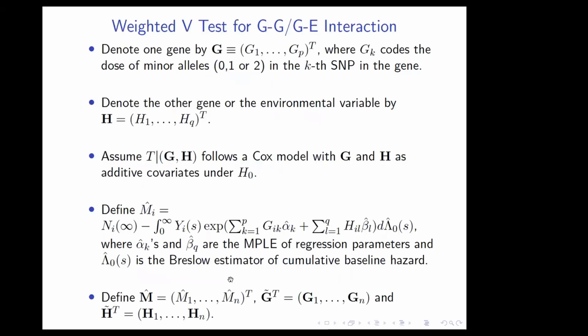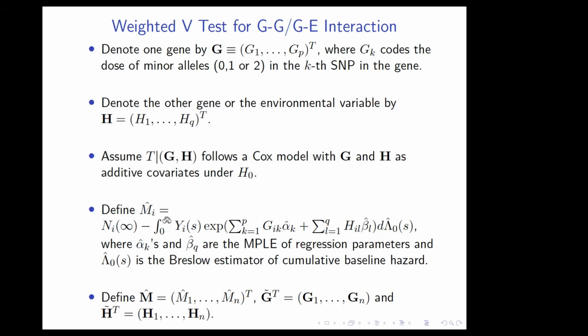And finally, we developed a weighted V-test for gene-gene and gene-environment interaction. So here, one gene is denoted by G. It consists of SNPs. Each component of G is a dose of a SNP. It's the dose of the minor allele for that SNP. And the second variable is either a gene or environment variable, and it's denoted by H. Under the null hypothesis of no interaction, we assume that survival time given G and H follows a Cox model with G and H as additive covariates.